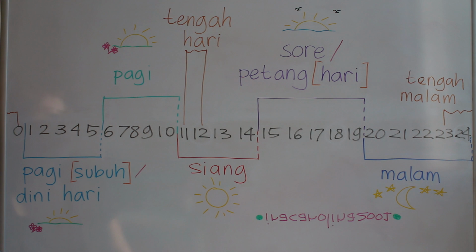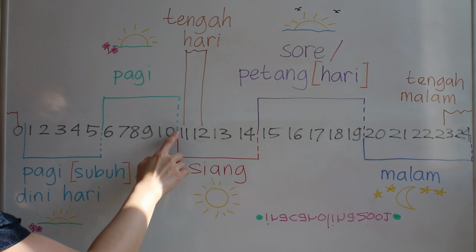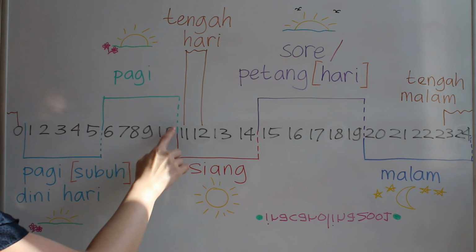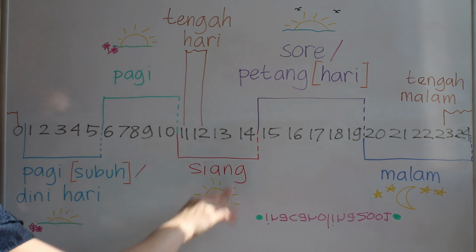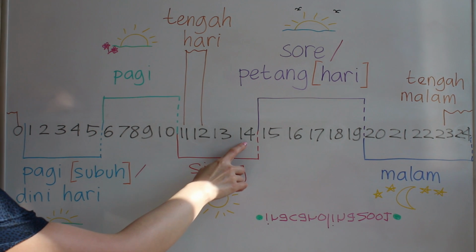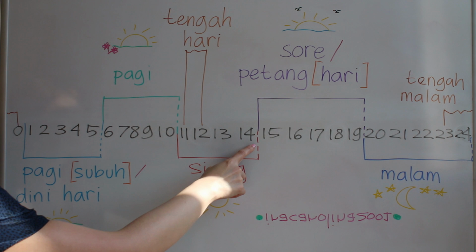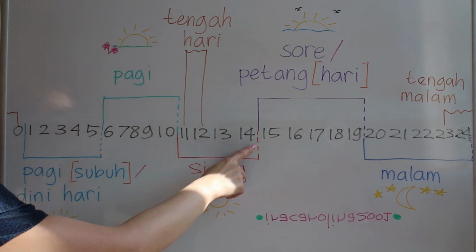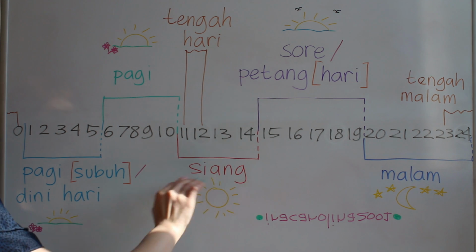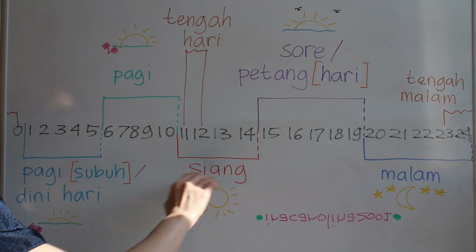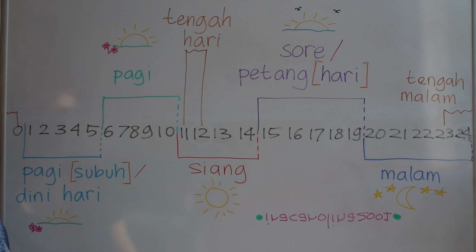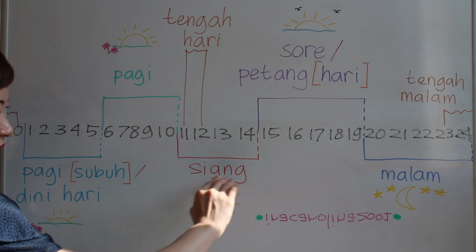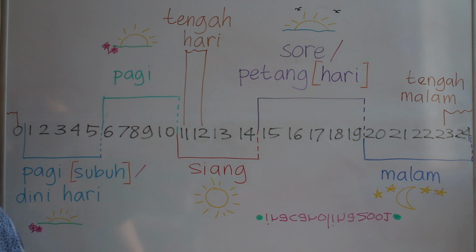From 10:31, 11 included, to 14:30 or 2:30 p.m. is siang. Siang is mid of the day. Midday. Siang.